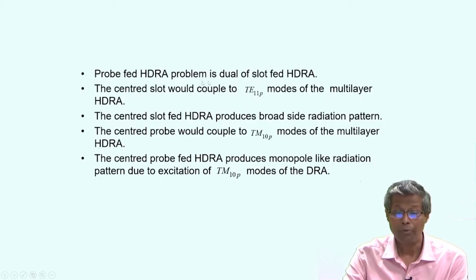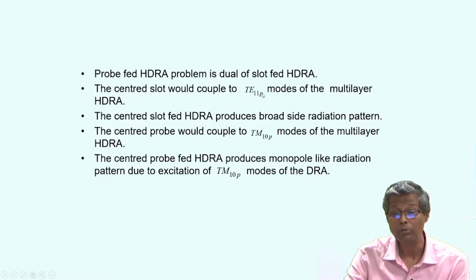So, the probe fed HDRA problem is dual to the slot feed HDRA problem, since they would excite different modes. You see, the centered slot would couple to the TE11P modes of the multilayer HDRA. We have seen that in our case it was TE111 and TE112, and the centered slot fed HDRA produces broadside radiation pattern because TE11P modes produce broadside radiation pattern.